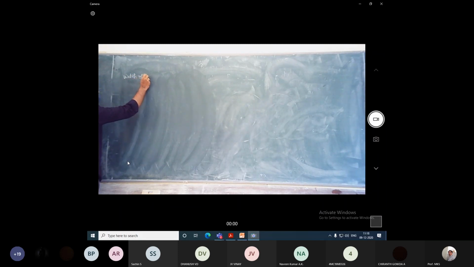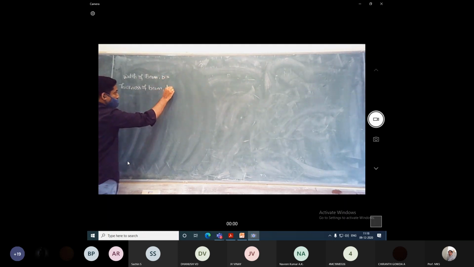Width of beam, then thickness. Thickness of the beam is given. So width will be taken as, let's give some notation. Width is b, small b. Thickness or depth, small d.